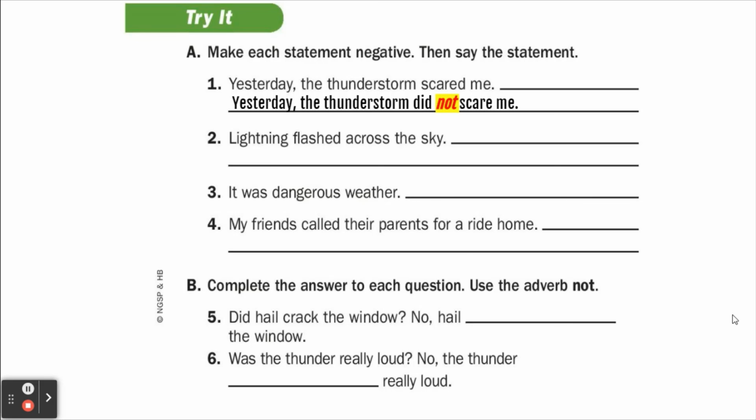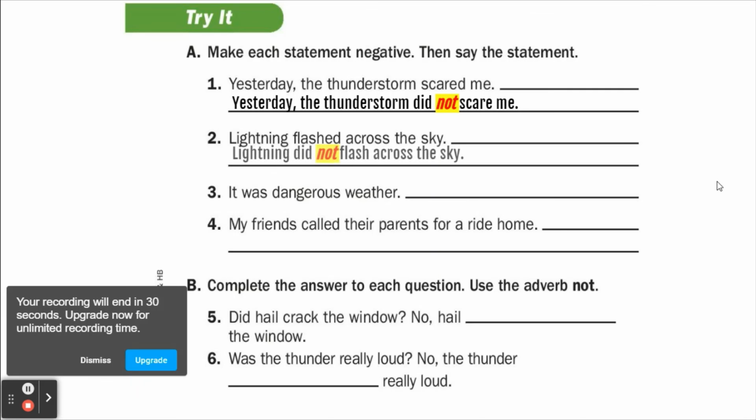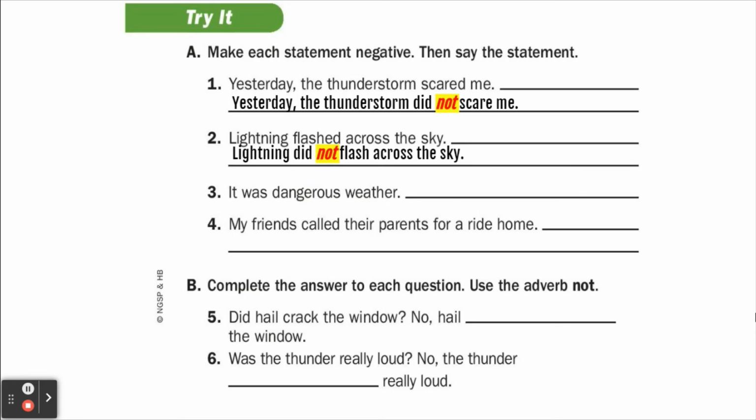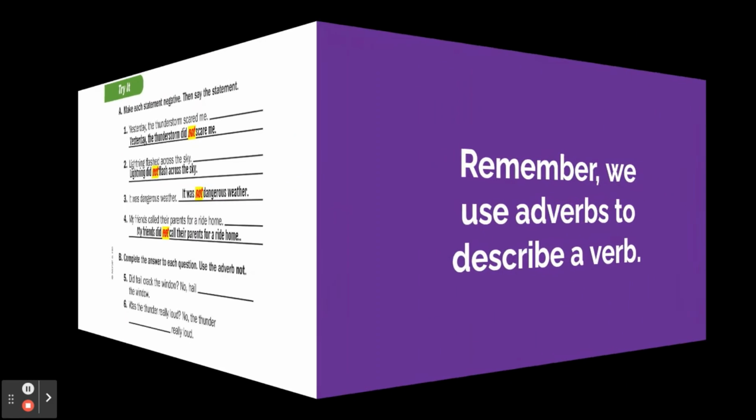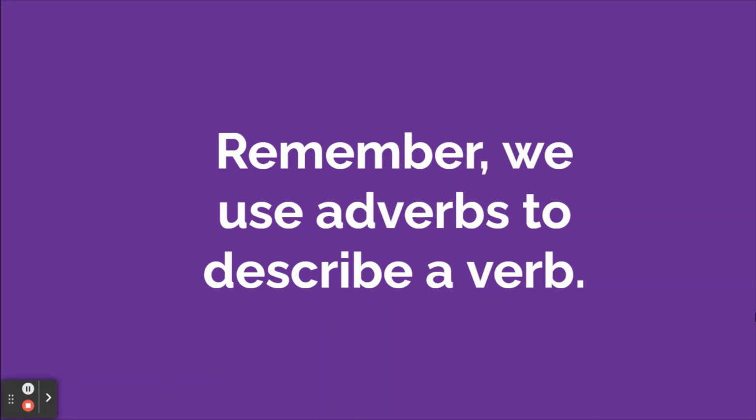Okay? Now, look at it. It's past tense, so I need the past tense here. Okay? Okay. Lightning flashed across the sky. Okay? Lightning did not flash across the sky. It was dangerous weather. It was not dangerous weather. My friends called their parents for a ride home. My friends did not call their parents for a ride home. Okay, friends. So just remember that we use adverbs to describe a verb.